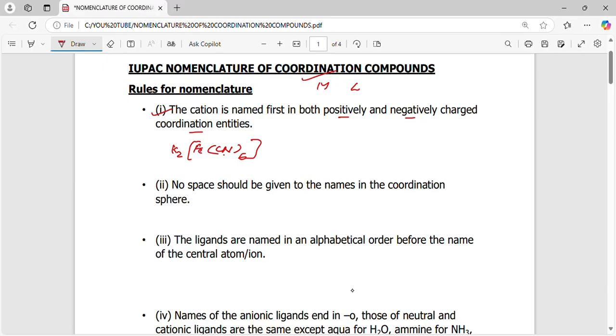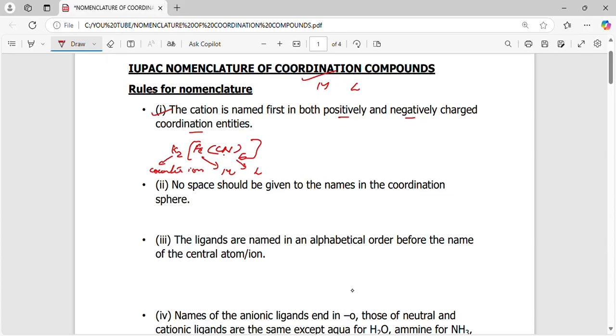Here, K2, or potassium, which is present outside the coordination sphere, is called a counter ion. Inside the coordination sphere, iron is the central metal atom and cyanide is the ligand. Finding the oxidation state of the central metal atom is the basis of naming coordination compounds. So let's start by finding the oxidation state of iron using the counter ion first.